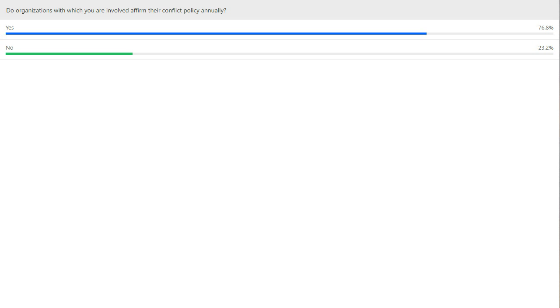Okay, so those are pretty good numbers. 76.8% says yes, only 23.2% say no. This is an important part of having the conflict of interest policy: making sure that board members, officers, et cetera, are aware of it and keep it foremost in their mind in carrying out their activities in connection with the organization. So it's something that everybody ought to consider, and the governance committee of the organization probably needs to make sure that that's done if there is one.